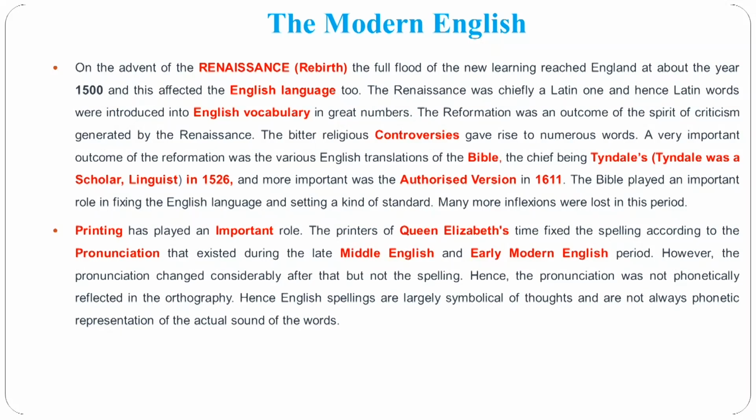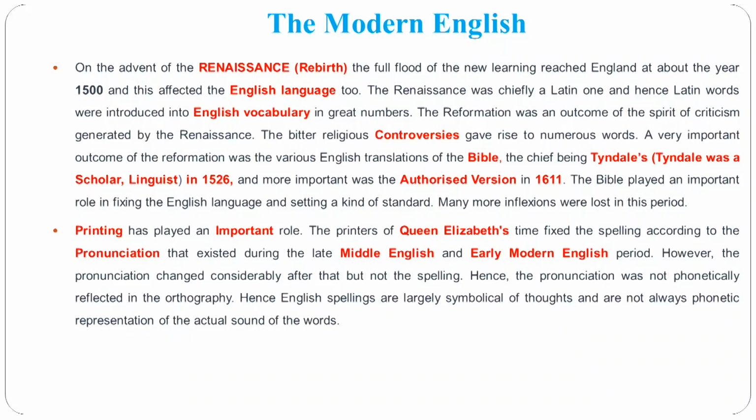The printers of Queen Elizabeth's time fixed the spelling according to the pronunciation that existed during the late Middle English and early Modern English period. However, the pronunciation changed considerably after that, but not the spelling. Hence, the pronunciation was not phonetically reflected in the orthography. Hence, English spellings are largely symbolic of thoughts and are not always a phonetic representation of the actual sound of the words.